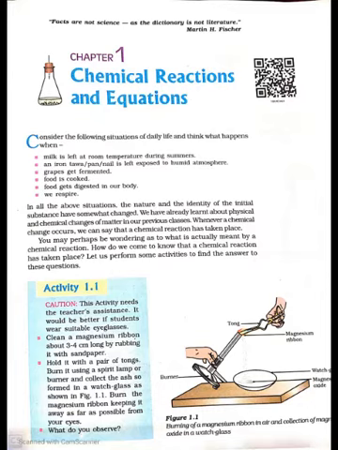From the above three activities, we can say that any of the following observations help us to determine whether a chemical reaction has taken place. Number 1, change in state. Number 2, change in color. Number 3, evolution of a gas. Number 4, change in temperature.